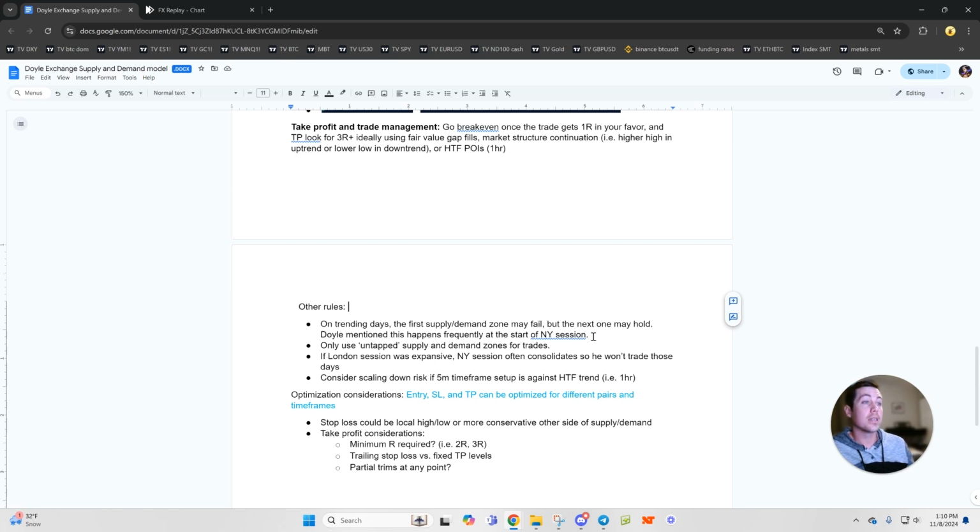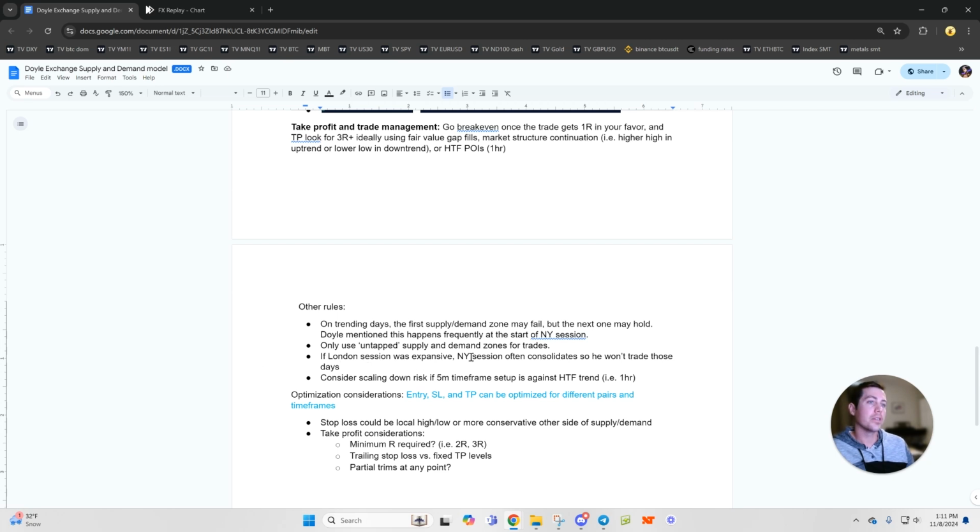And he does trade indices, and I think he said specifically on indices, it's really common to see this play out. He will only use untapped supply and demand zones. So if a level's already been tapped into before price comes to it in the time he's trading, he won't really use that zone. And if price invalidates it, then he'll just delete that zone. It doesn't really matter.